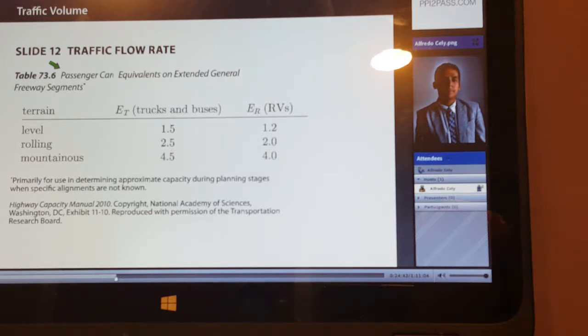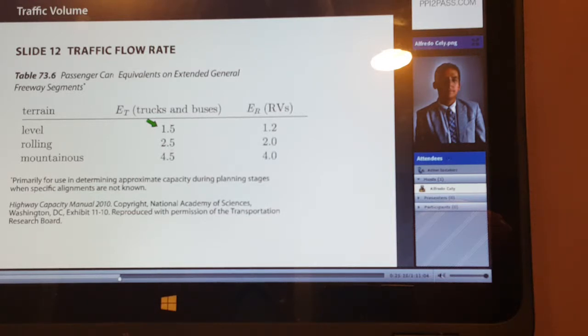So the idea here under this passenger car equivalent is that trucks and buses occupy more physical space on a highway, even if they were going at the same flow rate, at the same speed as regular cars. So that's what you can see in level terrain. It's almost like they're going at the same flow rate as cars, but they just have a bigger area. So they occupy, let's say trucks, 50% more space, and RVs, 20% more space.